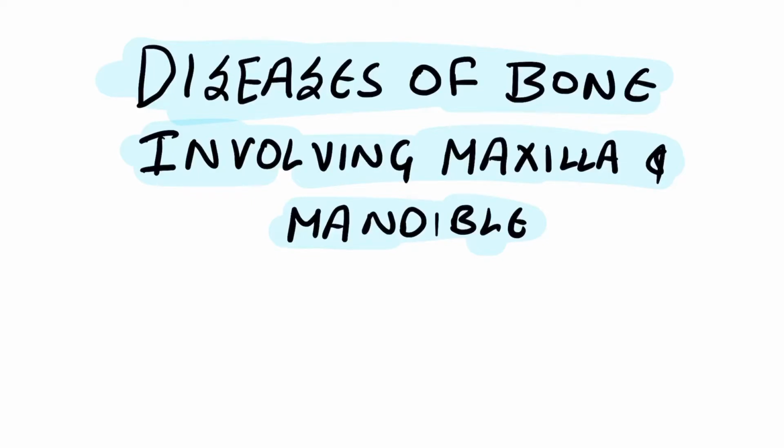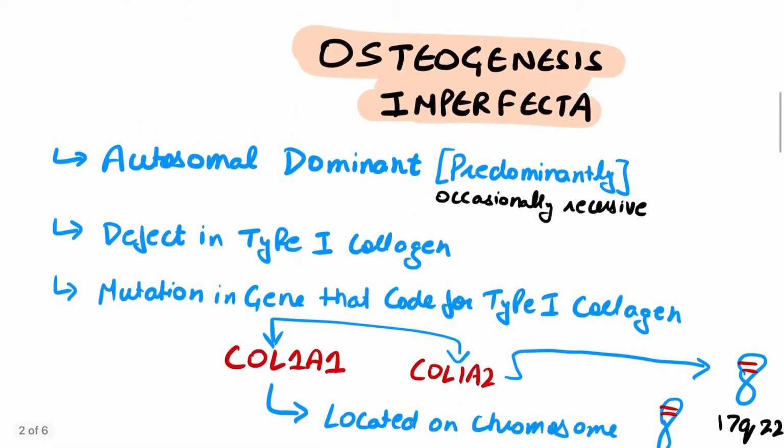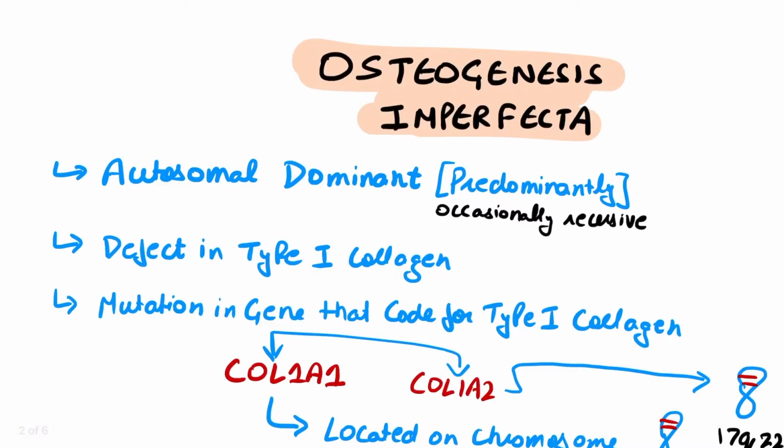Hello, today we'll be discussing diseases of bones involving the maxilla and mandible. The first topic is osteogenesis imperfecta. Osteogenesis imperfecta is predominantly inherited as an autosomal dominant trait, and occasionally it can be autosomal recessive also.